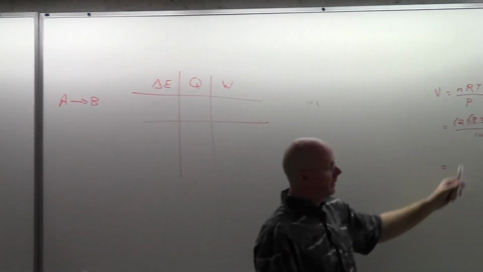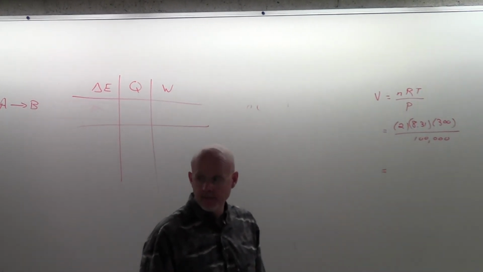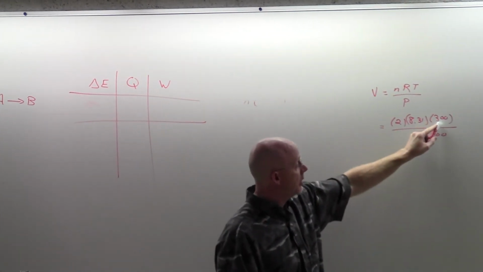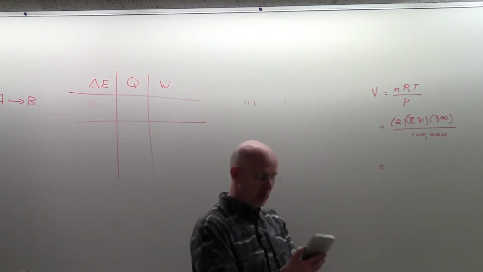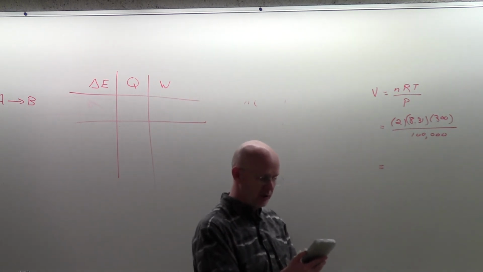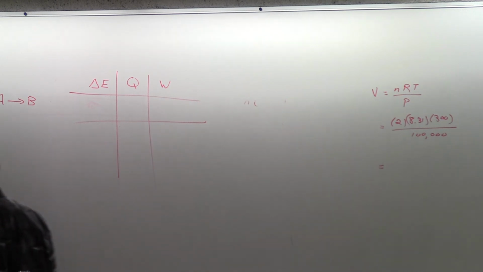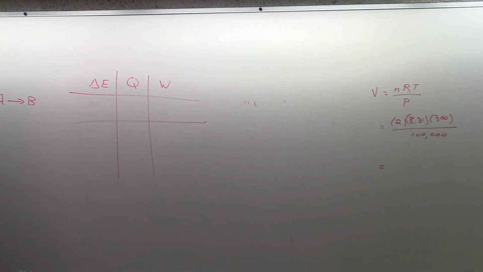Well, that's where this comes into play, right? It's going to be the same math, it's just now we're going to have a 400 up there. So it's 2 times 8.31 times 400 divided by 100,000. And this should now be at a volume of 0.0665. The number of moles was given to us, right? Yes, and the number of moles was given.